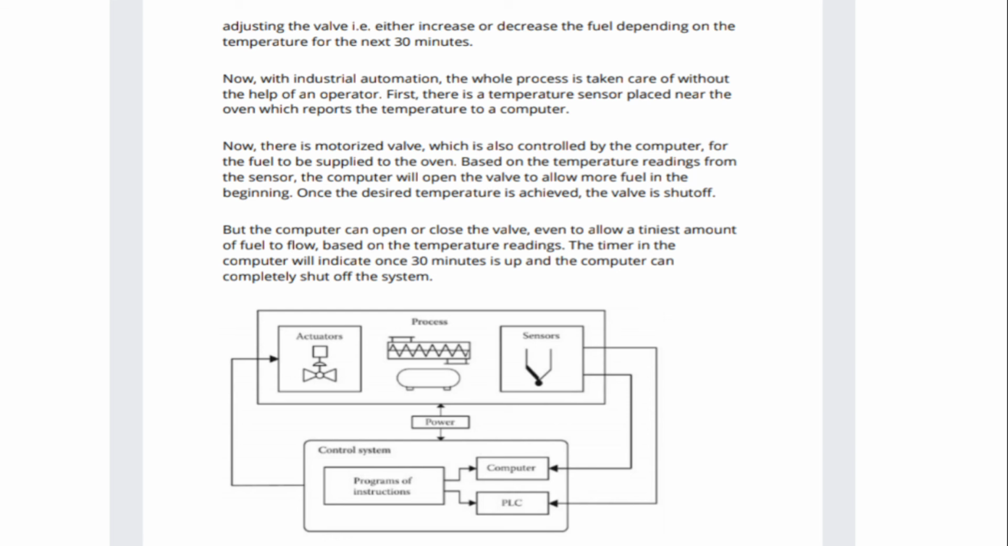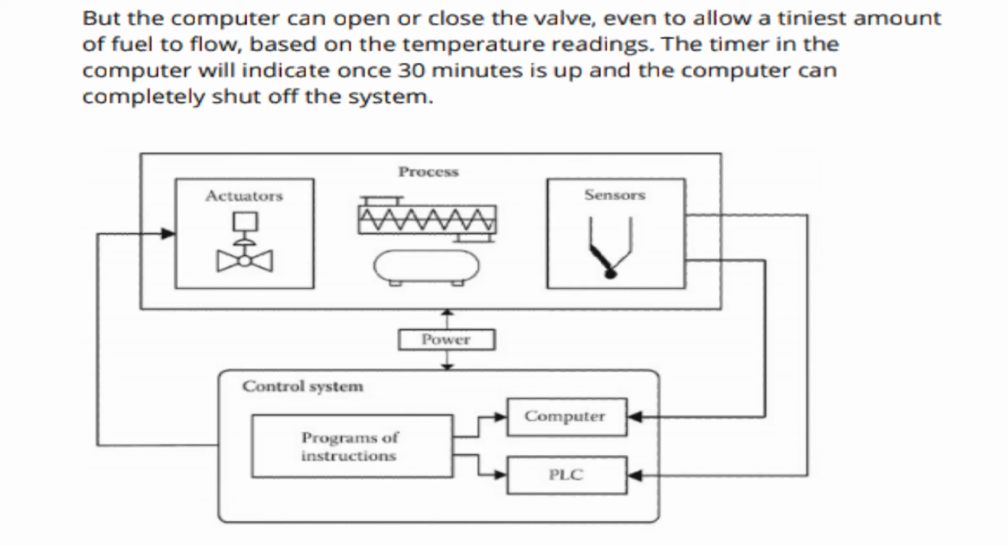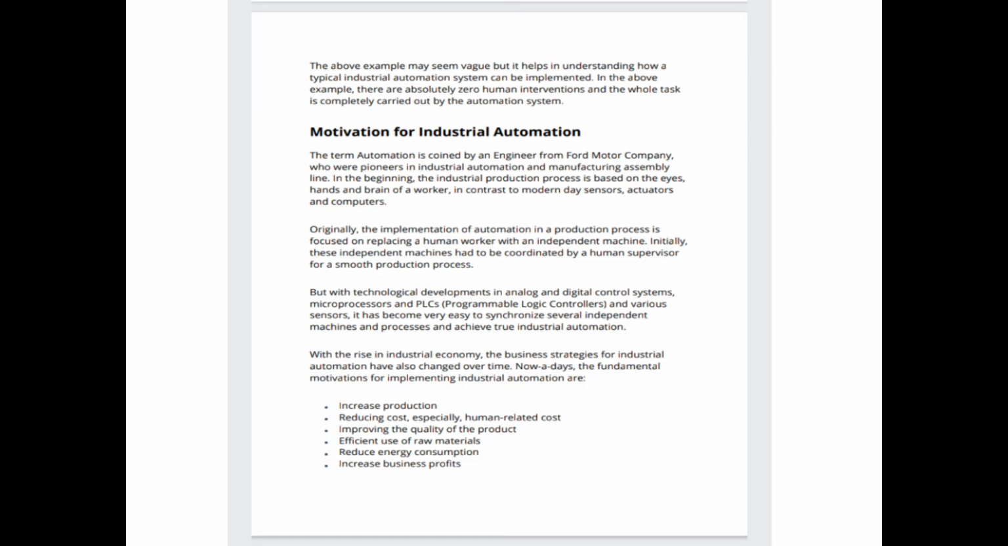Means there is a timer. There are two types of timer, that is the T on time and the T off time. So this is the diagram. In this diagram, first of all actuator, then process, then sensors, and the power, and on the downward side there is a control system, that is programs of instructions, that is computer and PLC. Means sensors to computer and PLC, also the program of instructions. So this is about industrial automation and their example.